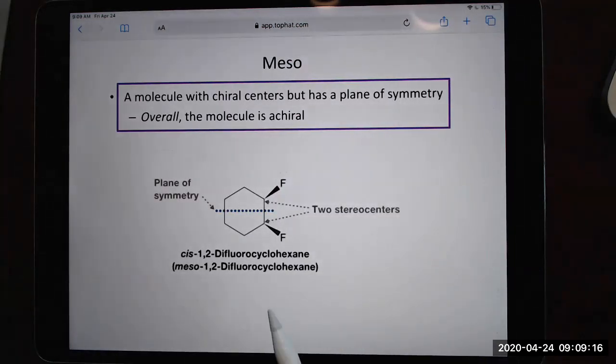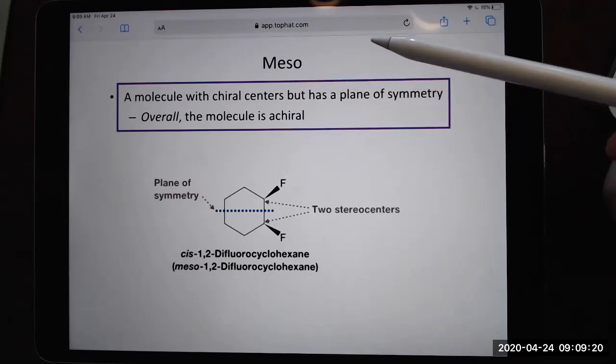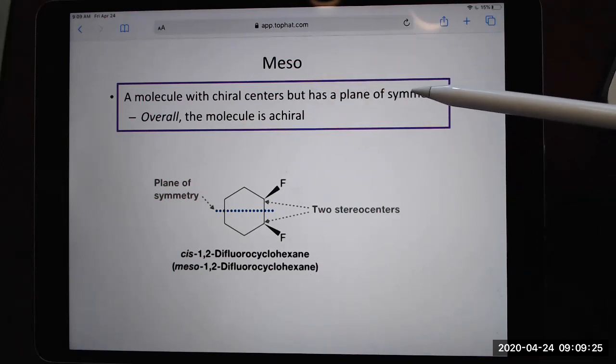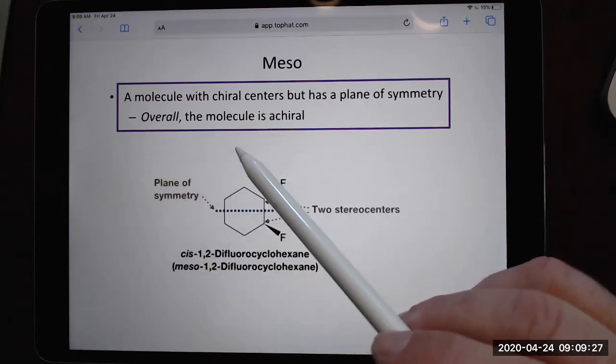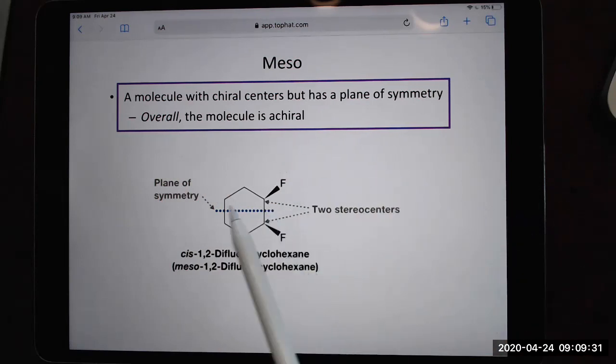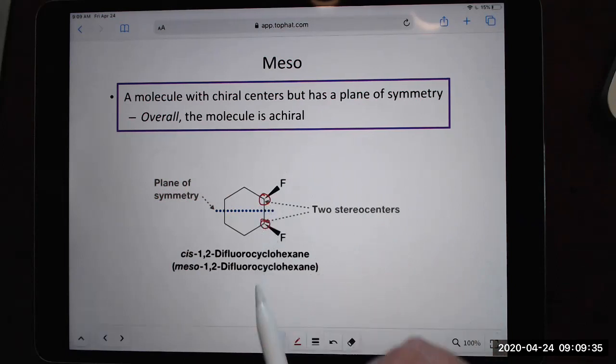Okay, so a molecule that's meso means it has chiral centers, but it has a plane of symmetry, so the molecule is actually overall achiral. What happens is there are two chiral centers right here and right here, but we have this plane of symmetry.